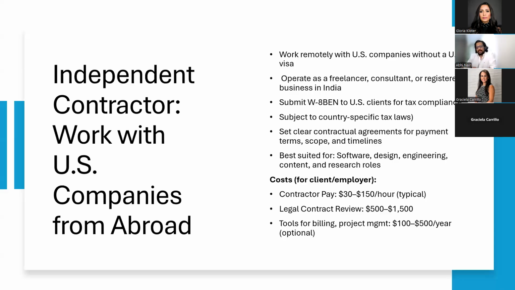You also need to set clear contractual terms with your client, things like payment timelines, deliverables, and intellectual property rights. It's a business relationship, so professional structure is key. This model works especially well in fields like engineering, technical consulting, software development, design, marketing, content, academia, or scientific research support. Typical costs for the US clients include hourly pay from $30 to $150, legal fees around $500 to $1,500. Optional tools for time tracking and billing are $100 to $500 per year.